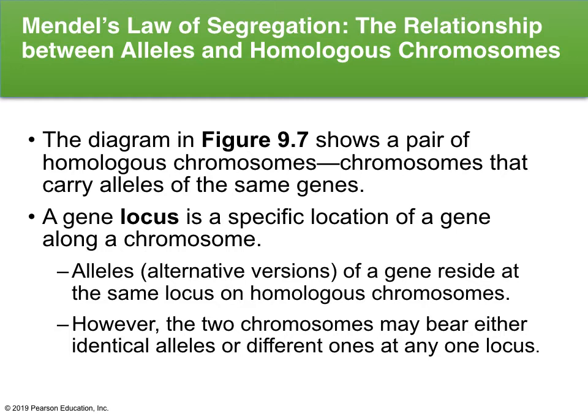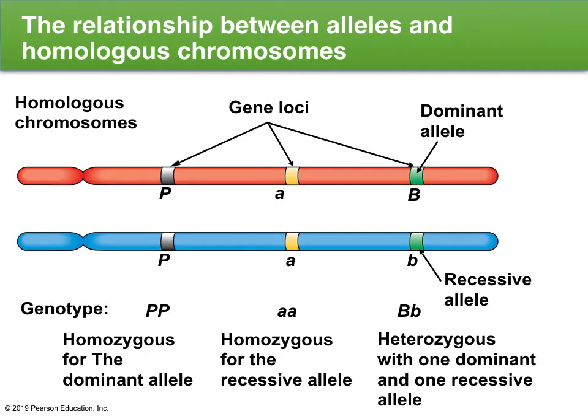The two chromosomes may bear either identical alleles or different ones, depending on whether it's homozygous dominant, homozygous recessive, or heterozygous. So we look at this here. This is a pair, the contribution from two different parents. So these are homologous chromosomes. The same genes are contained along the length of each of these chromosomes.